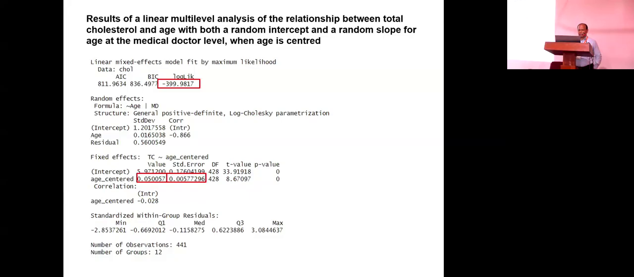Where do we add the BMI into the analysis? This is just the age and MD, doctor level adjustment. Where is the model? Did we include it? No. So this is just the age centered.